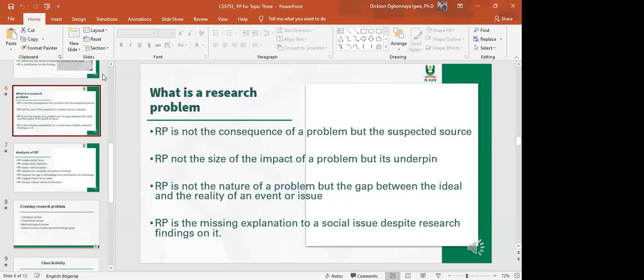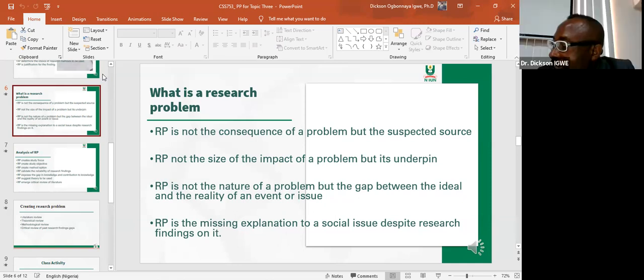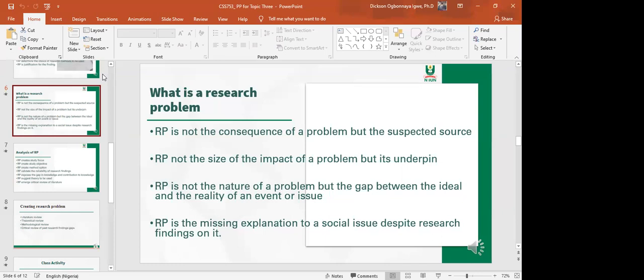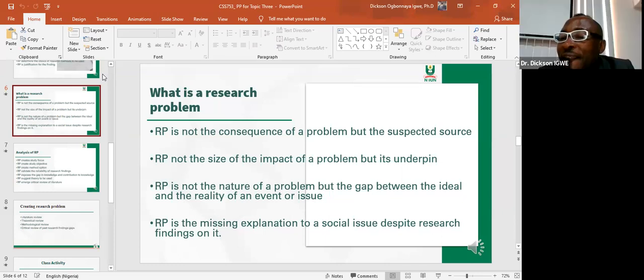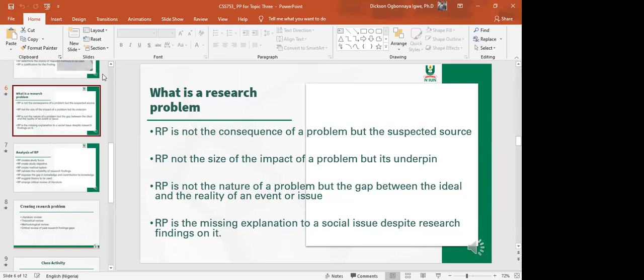Please, my question again is what Victoria just asked. She was asking that you should explain what a research problem is. Just tell us, this is what a research problem is. If you are to give a brief definition, what is a research problem? That's what I want to get. I didn't really get what you said when you were trying to explain.